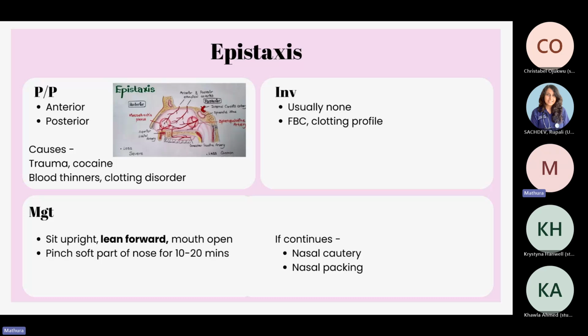And the posterior section of the nose is supplied by something called the Woodruff plexus, which is quite venous, and it's less common really to get nosebleeds there. Common causes are trauma. So before we were talking about any sort of head injury or hematoma. Other causes can be cocaine.